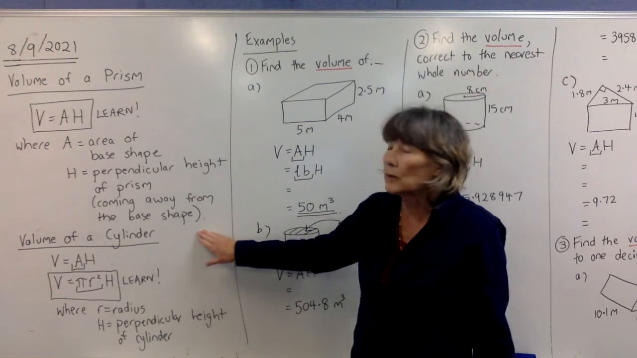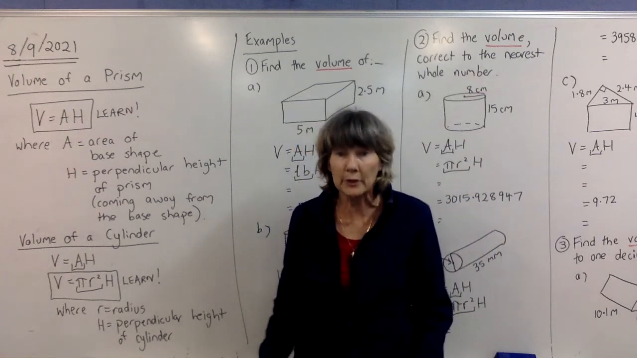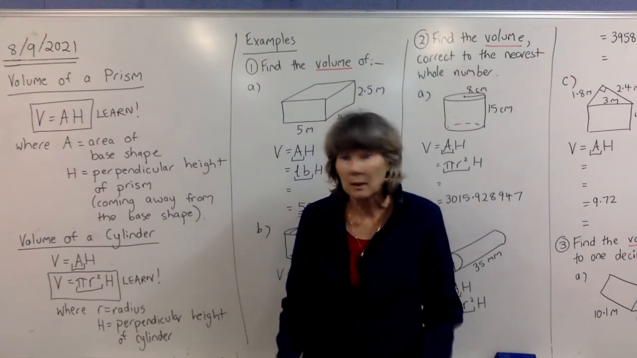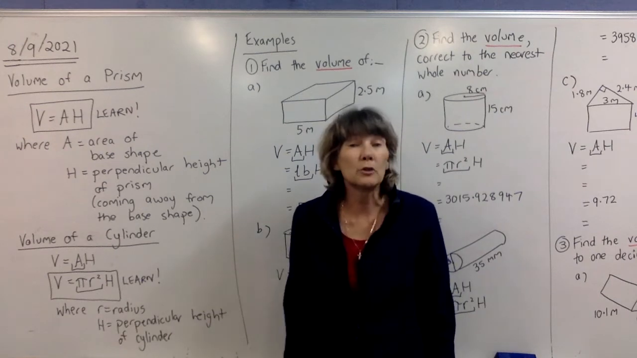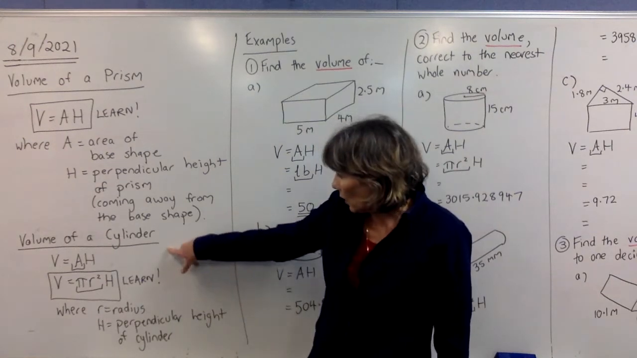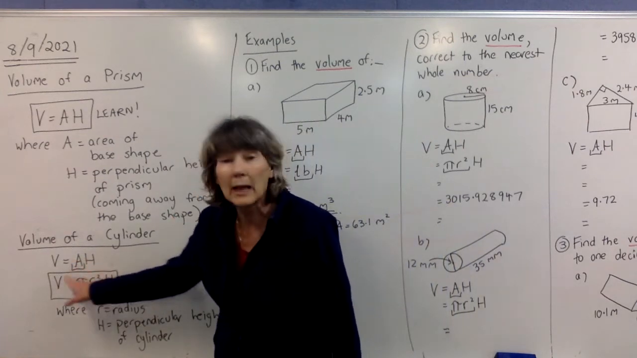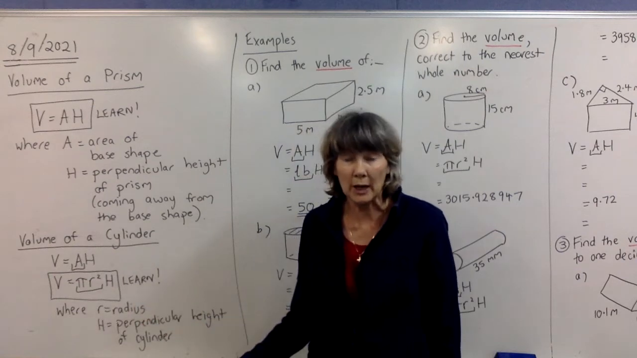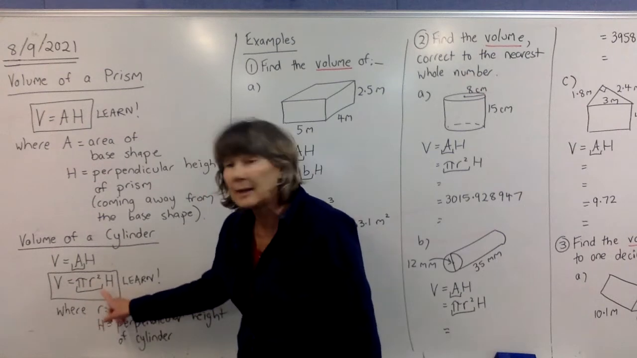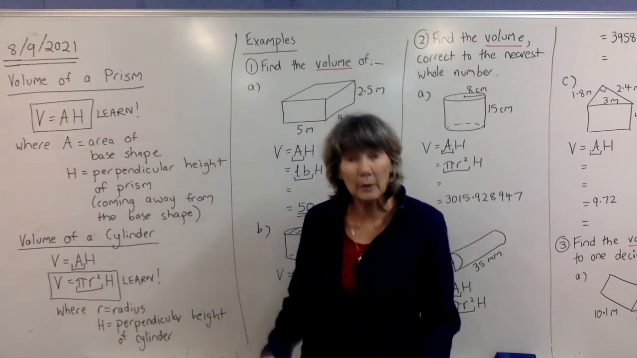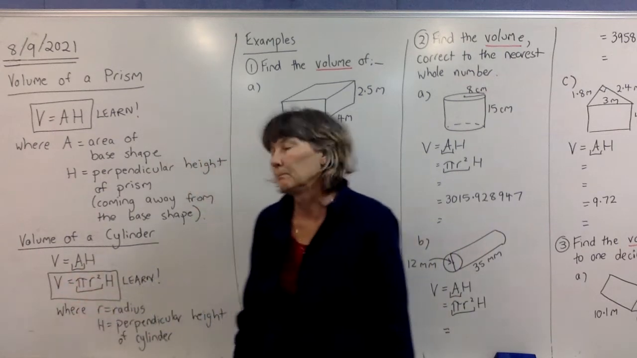Alright, so now we're doing the volume of a cylinder formula, and a cylinder is just a circular prism. It's got a circular base, and for some reason, probably because we use a lot of them, they've got a special name, a cylinder. So the formula V equals AH, all we need to do is take the capital A, which is the area of the base shape, and because the base shape is a circle, we put pi r squared in that spot. Alright, so the area formula for the base shape that we're using goes in place of A.